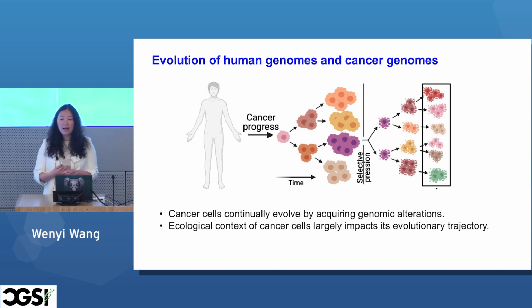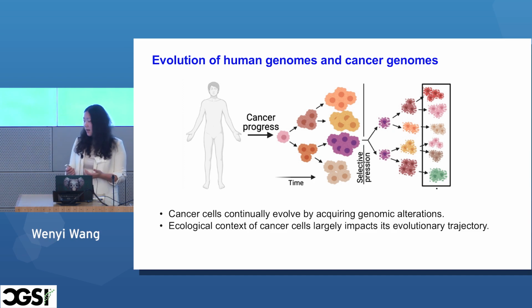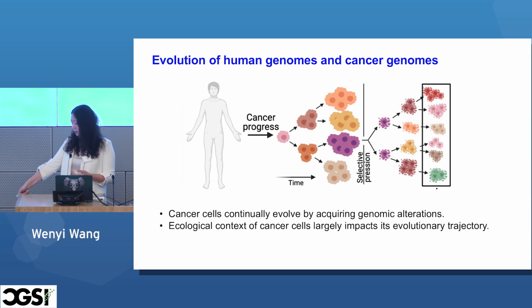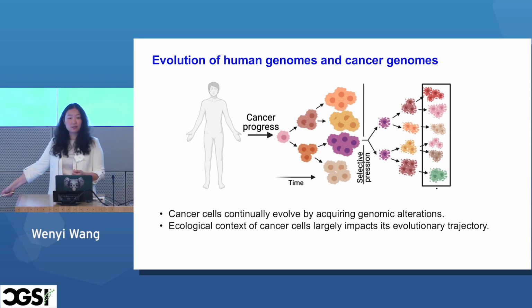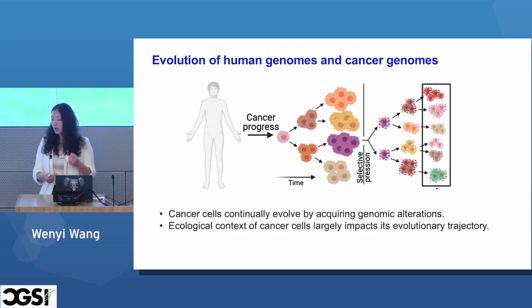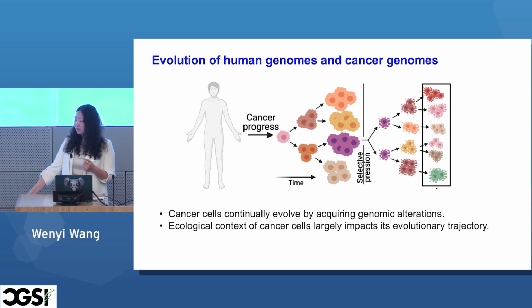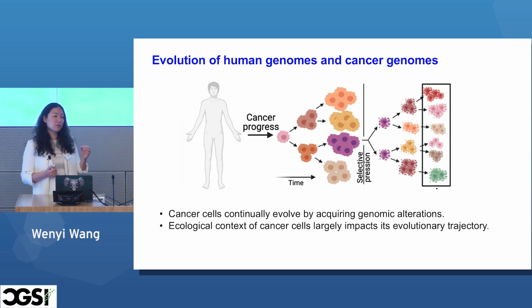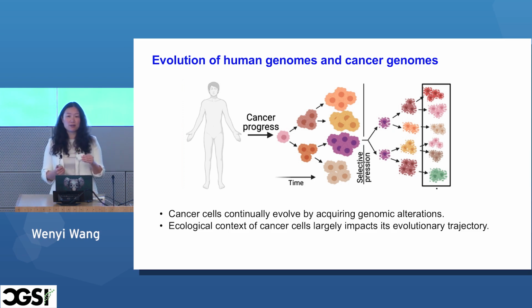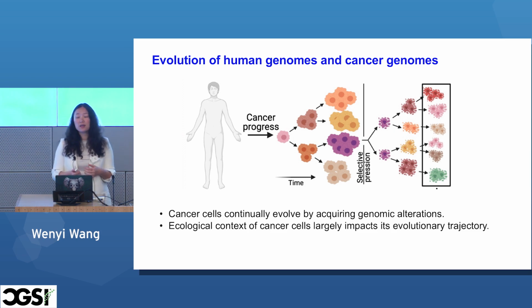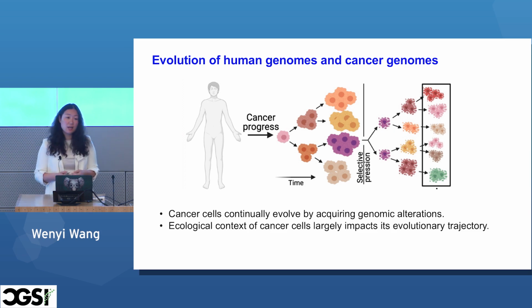As we all know, cancer cells continually evolve by acquiring genomic alterations. As is shown here, the different colors correspond to the cancer cells with distinct genetic alterations. And when selective pressure, such as treatment, is imposed, most of the cancer cells are killed, but unfortunately, a small group of cells, usually with a unique color, might escape that process and further expand and evolve. And that's why it is important for us to study cancer evolution.